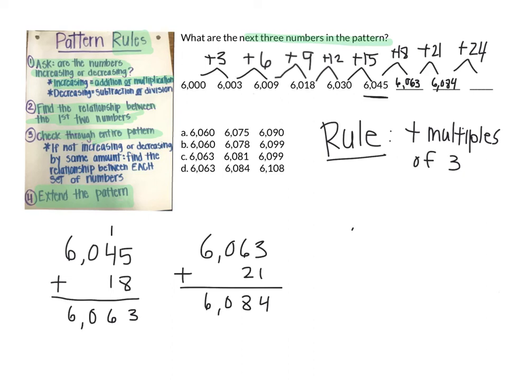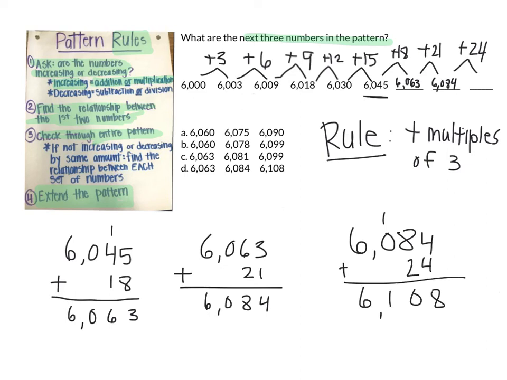And we're going to take that same number and extend our pattern for our last spot. Add 24. 4 plus 4 is 8. 8 plus 2 is 10. Carry your 1. 6,108. So we have extended our pattern 3 times. Now let's just find which answer choice matches.